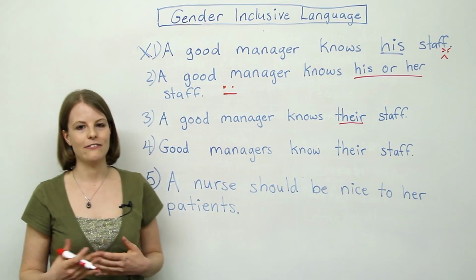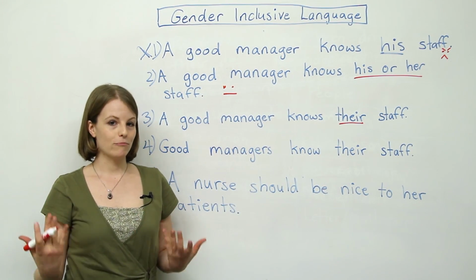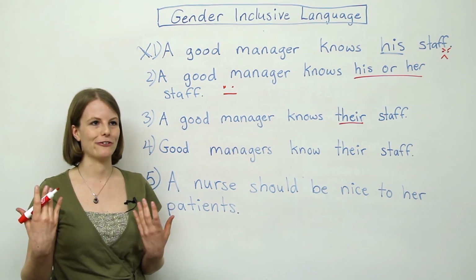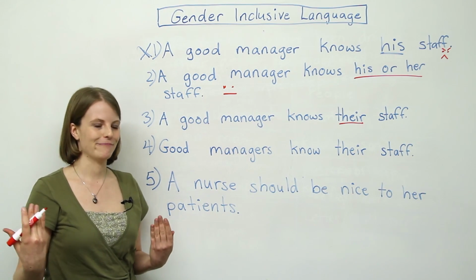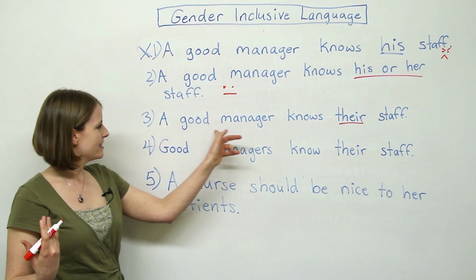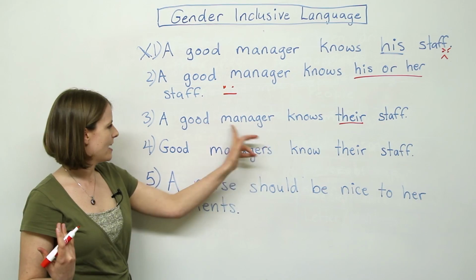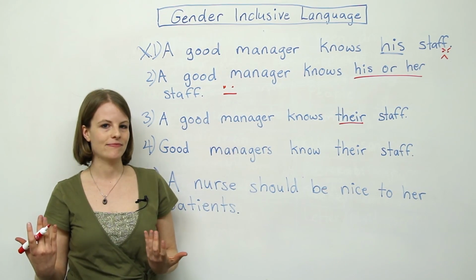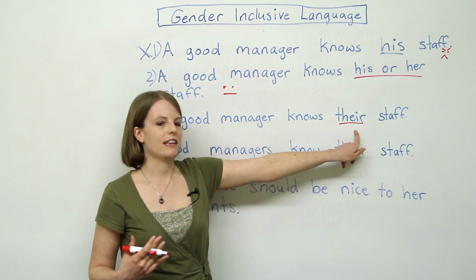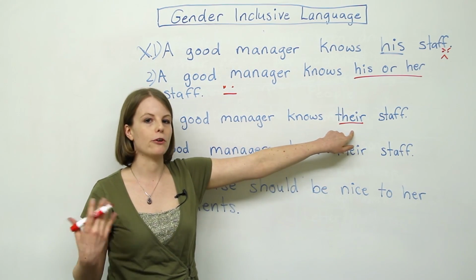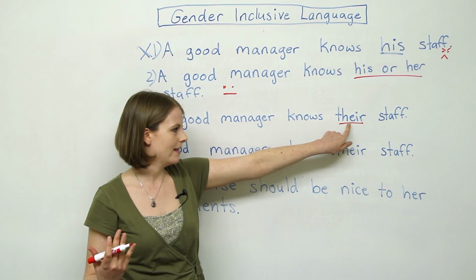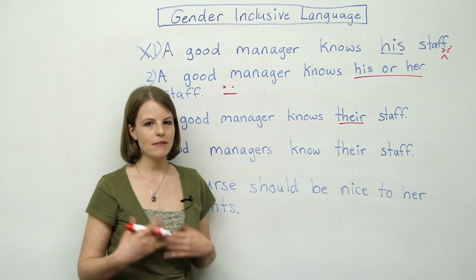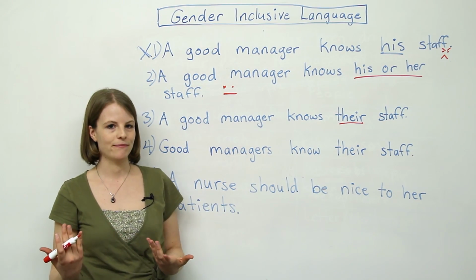So now we're not saying if it's a man or a woman, which is good, but the problem is this breaks not a gender rule, this breaks a grammar rule. We have a singular subject, a good manager, so this is similar to he. It does not agree with their. This is for plural, this is for they. We use they, their, he, his, she, her. So this causes a grammar problem.